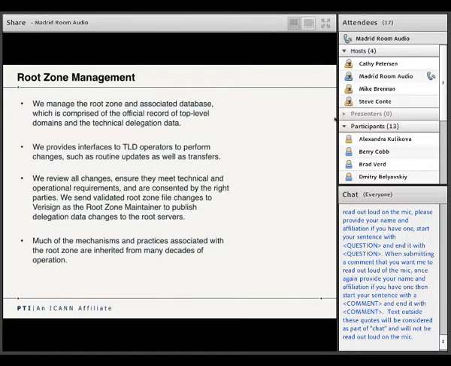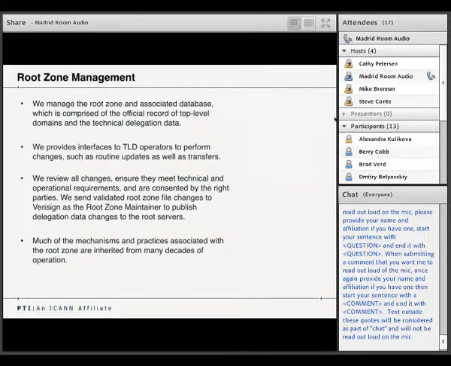So for those that are not familiar with our role here, the IANA team is responsible for managing the contents of the root zone and the associated database. So that's who is officially responsible for operating a domain, who the contact persons are, and obviously the technical delegation data, the NS records, the DS records, and the GLUE records. And in doing so, we provide interfaces to TLD operators to do these kinds of changes.